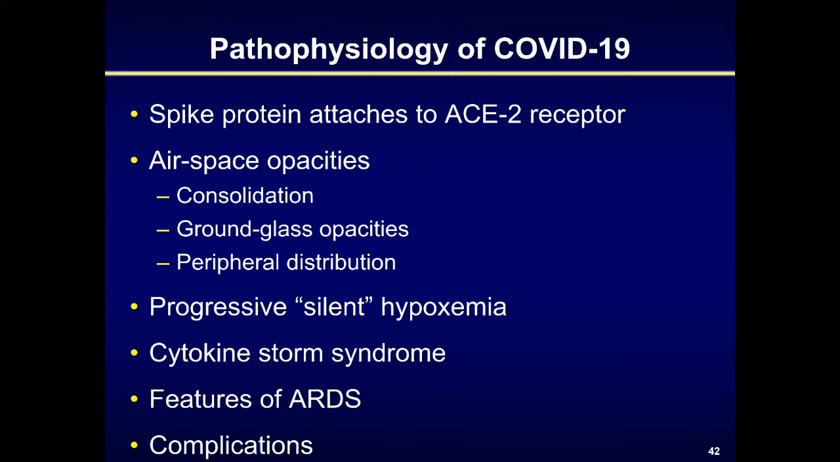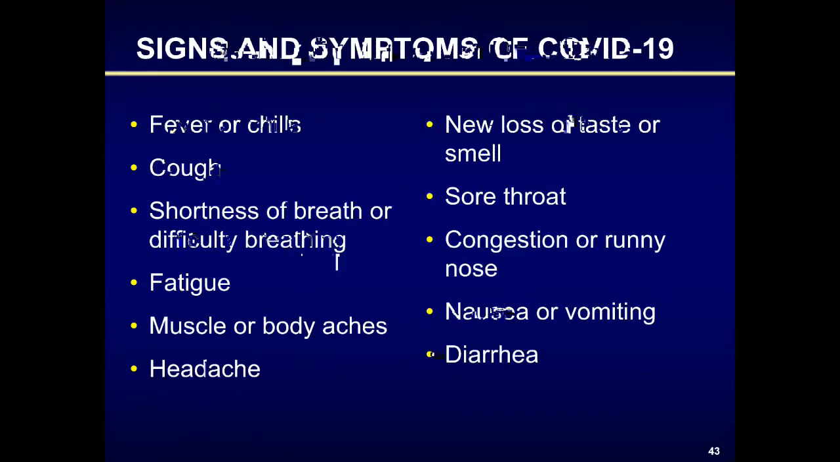The virus then gets into the respiratory tract and causes airspace opacities, leading to consolidation, the ground glass opacities that were seen on radiographs and CT images with a peripheral distribution, that then causes this silent progressive hypoxemia that often causes patients to need various forms of respiratory support. In some patients that have overwhelming disease, they get a cytokine storm with elevations of many of the cytokines, leading to features of ARDS and a whole host of complications.